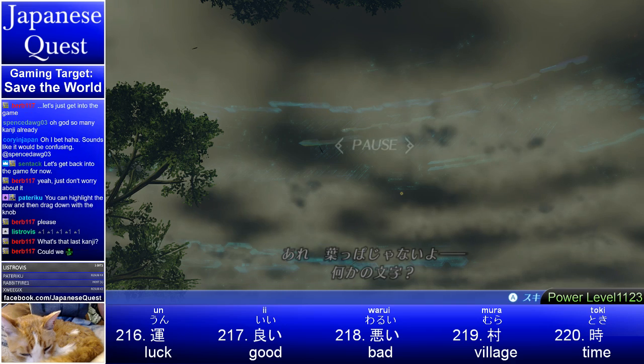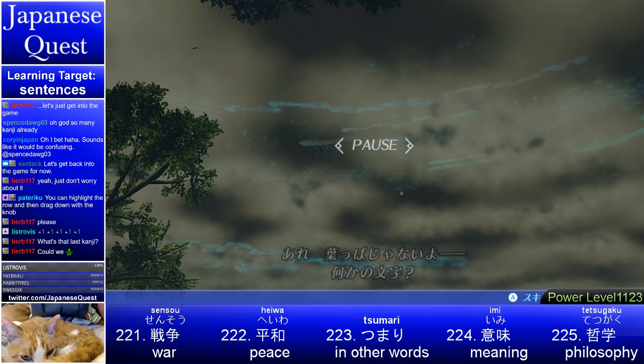So that is not a leaf. Is that some kind of lettering? The last kanji, we could power up, but I think we have that word. You could check on it, but I'm pretty sure we have it.